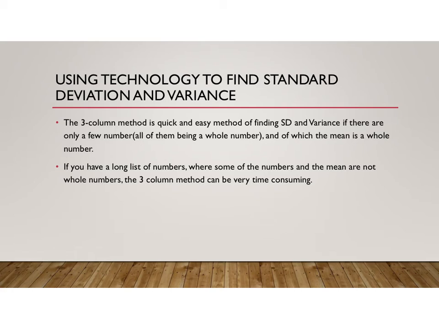Using technology to find the standard deviation and variance: the 3-column method is a very quick and easy method of finding this if there's only a few numbers, all of them being whole numbers, and of which the mean is a whole number. If you have a long list of numbers where some of the numbers or the mean are not whole numbers, the 3-column method can be very time-consuming.